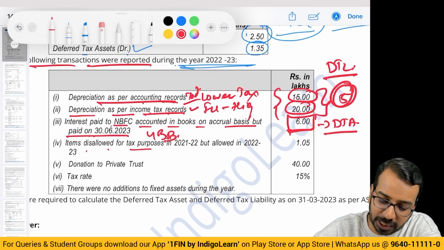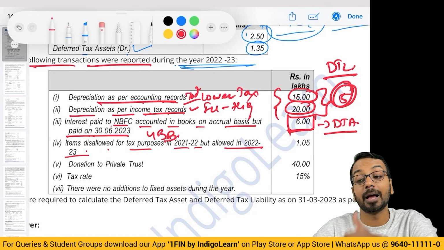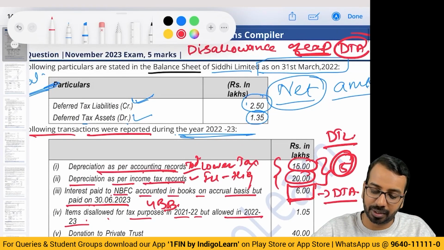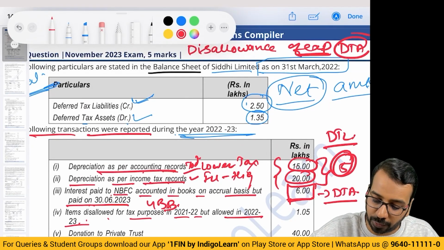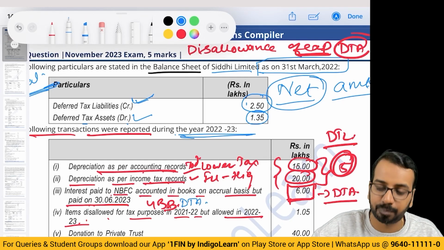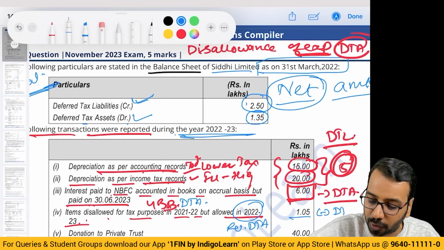Items disallowed for tax purpose in 21-22 but allowed in 22-23 means previously it was disallowed. At that point of time, what would have happened? Previously in 21-22, this was a DTA. Okay, but now it will be a reversal of DTA. So this will be a reduction from DTA.